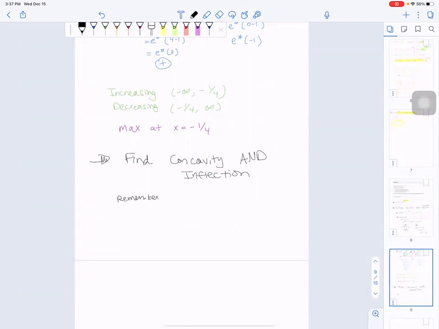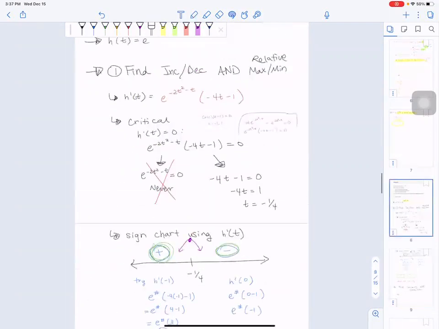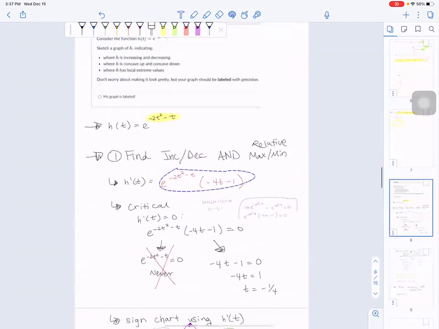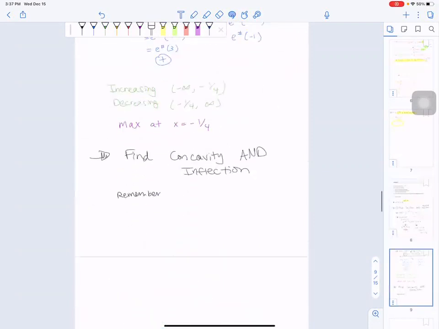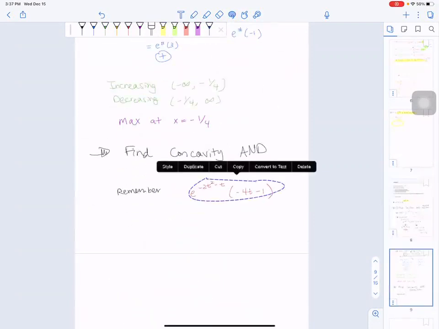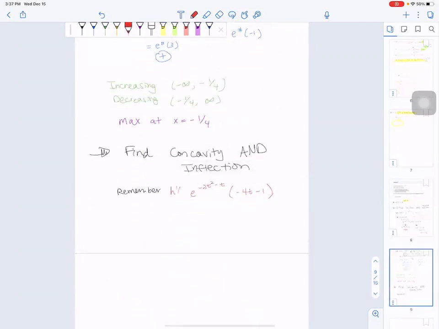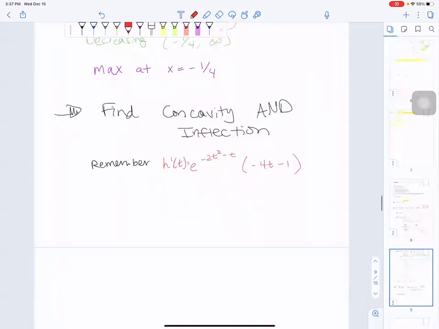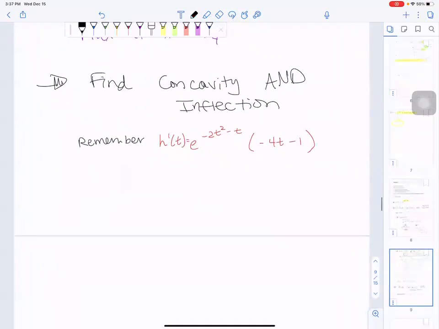So remember what was our first derivative? Let me copy that. Our first derivative was this. What is our second derivative then? Our second derivative is, how do you take the derivative of that? You need to use product rule because you have this first orange thing times the second blue thing.